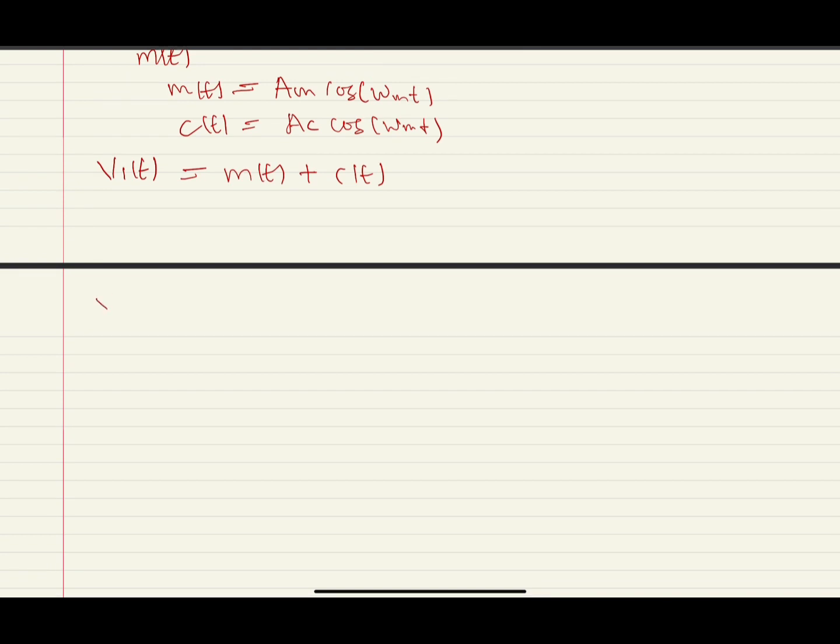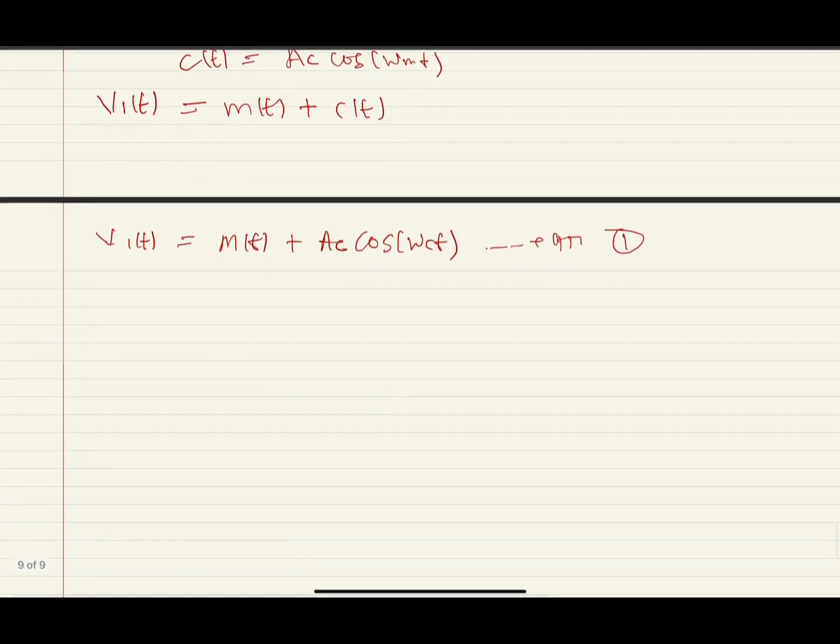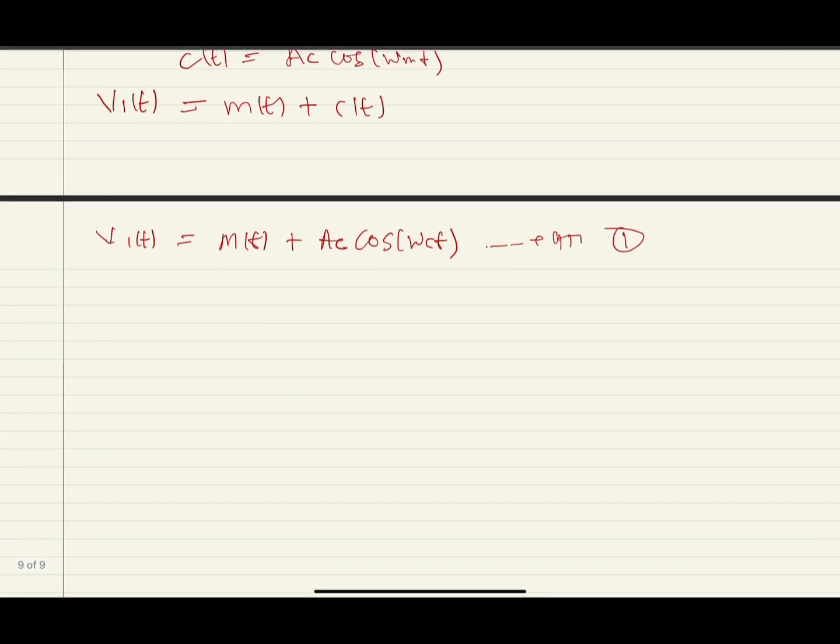And as I said earlier on, the message can be any signal, and therefore we can leave the M of t like this and then expand our carrier signal, which is A_c cos omega_c t. This is equation 1. Now let's look at our output. We are passing this input into the nonlinear device and we are expecting this output.